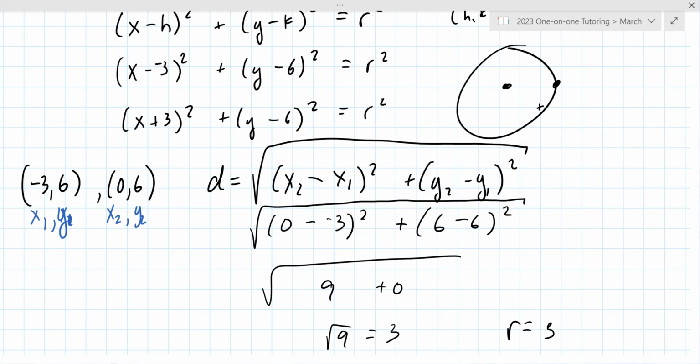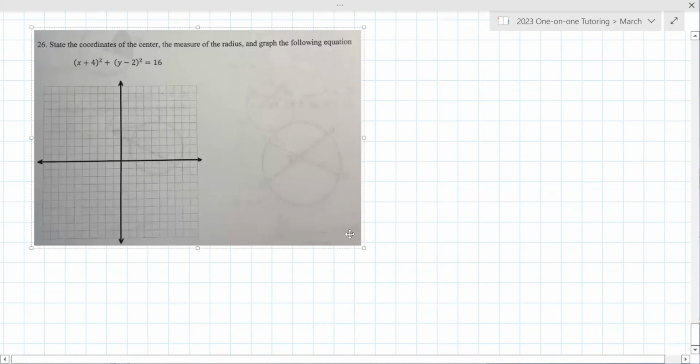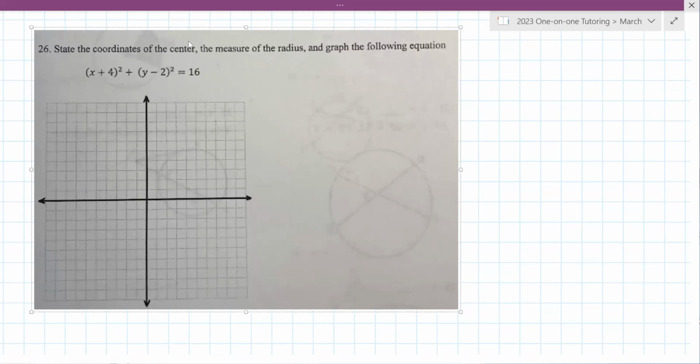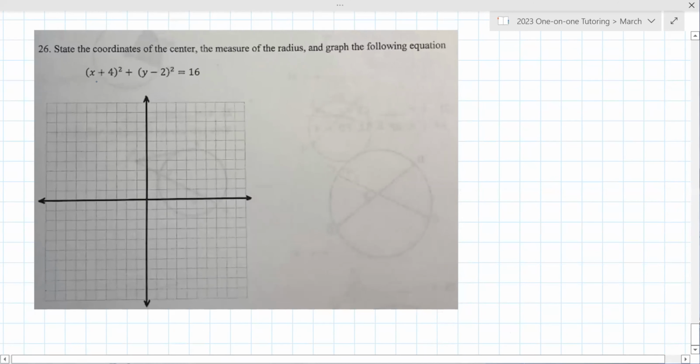Cool. All right. So number 26. Take the snip of that. Find the coordinates of the center, measure the radius, and graph the following equation. All right, so let me write the standard form underneath it. x minus h squared plus y minus k squared equals r squared. So you have to identify h, k, and r.